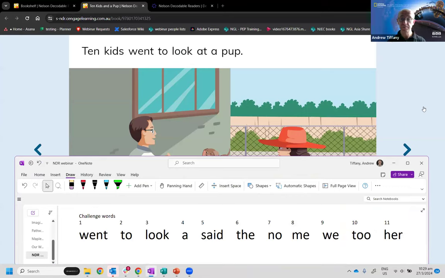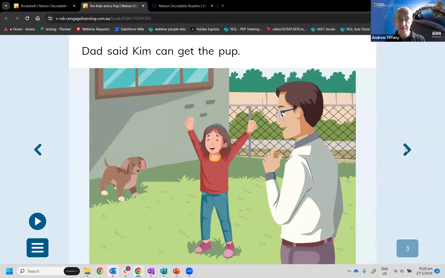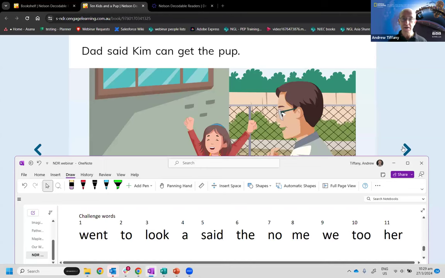What else do we have? What else do we have? Ah, good. Who and look. Very good. We've got four on this page. We'll do one more. Let's look at this one. I have to bring back this up again. There we go. Okay, so on this one, which words do we have?